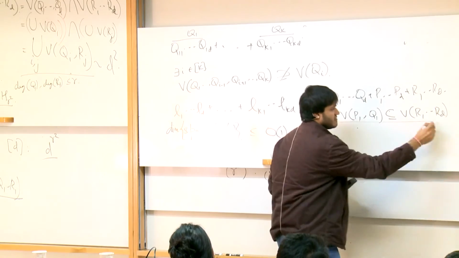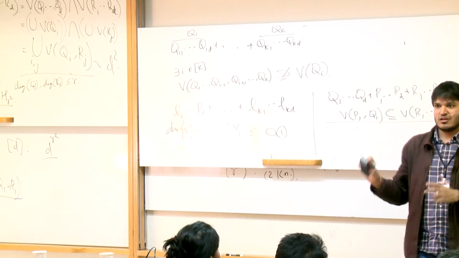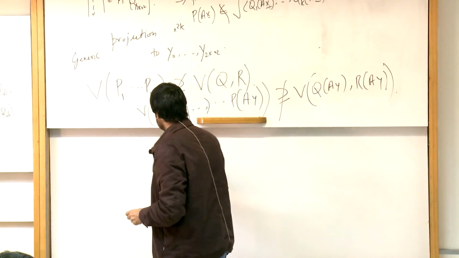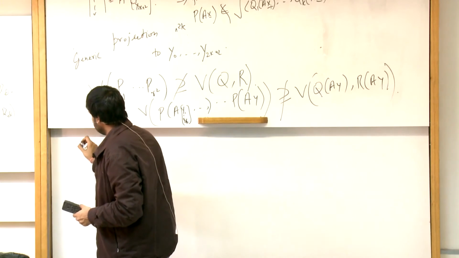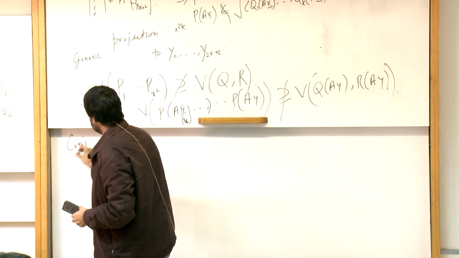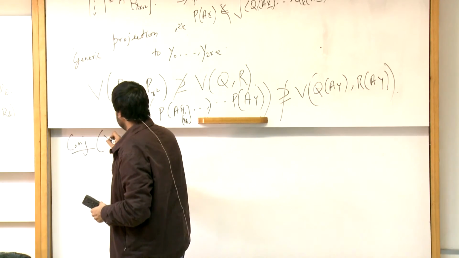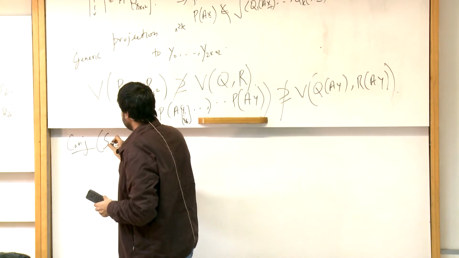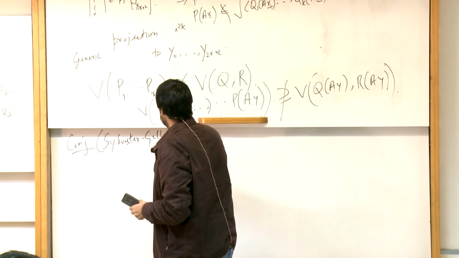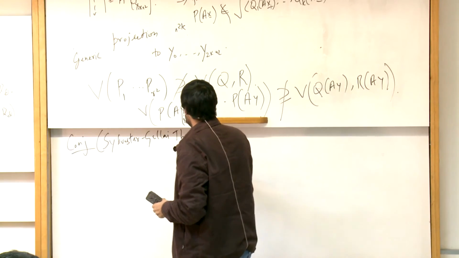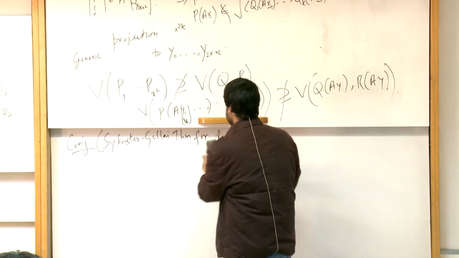Let me just write down. I don't have time to derive the conjecture. Let me just write down the conjecture, which you can think about. So here's the conjecture. Basically it's asking for a Sylvester-Gallai theorem for quadratics.